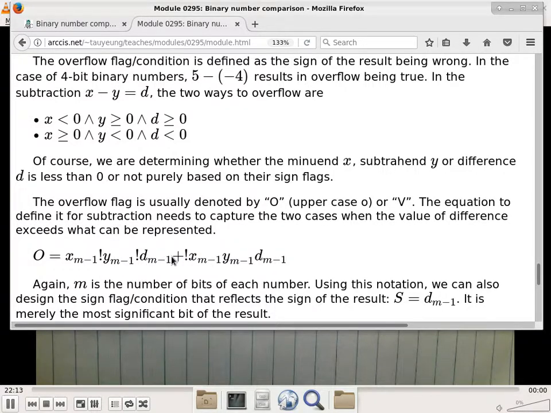Okay? By putting a plus, or a disjunction, between these two, I'm basically saying there are two ways to overflow. One way is the left-hand side, the other way is the right-hand side. And that is how the overflow flag is defined. Is everything okay so far?